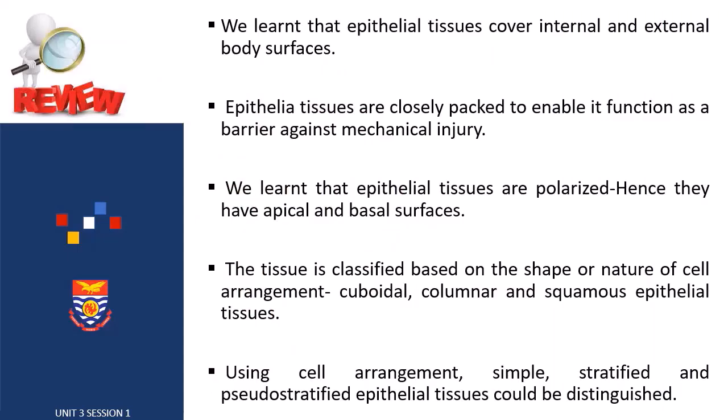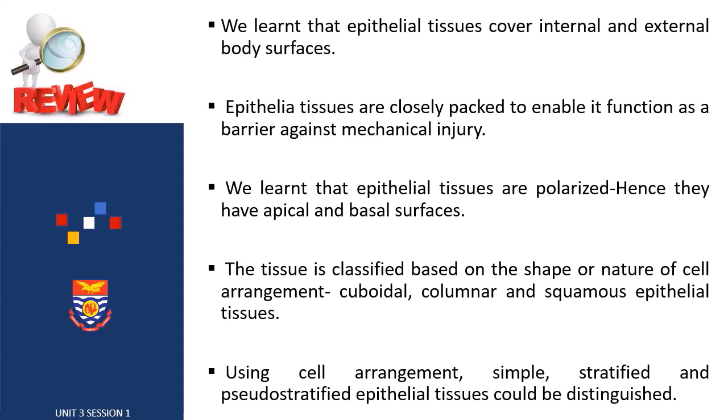So this brings us to the end of Unit 3, Section 1. And under this unit, we've learned that epithelial tissues cover internal and external body surfaces, and epithelial tissues are closely packed, and this helps them to function as a barrier against mechanical injury, prevention of fluid loss, and also against pathogens.